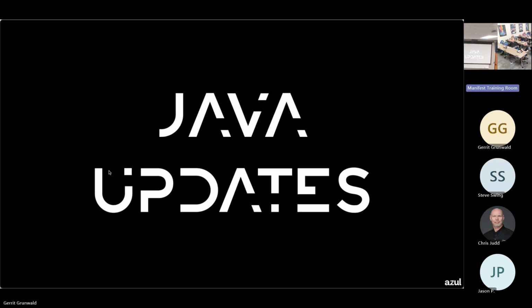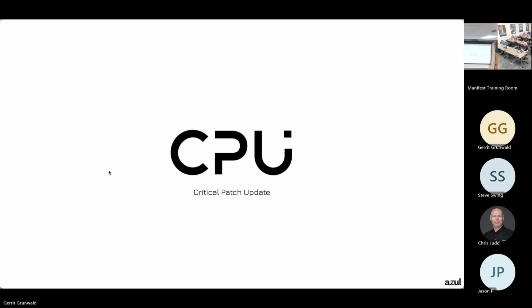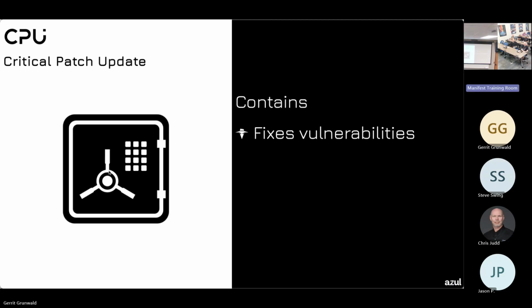And then there are also Java updates. Who is updating the JDK regularly here? I would like to see some fingers, because that's really a problem. There are these CPU updates, called critical patch updates. Does someone know that? Nobody. That's interesting. The CPU updates contain only fixes for vulnerabilities and for critical issues. And that's it. Nothing more.